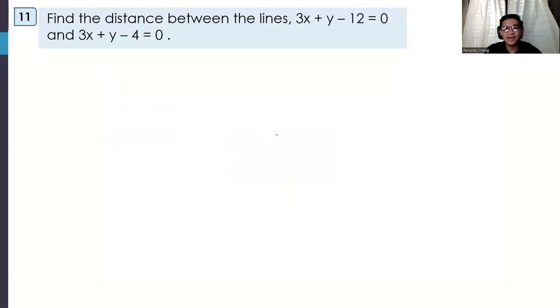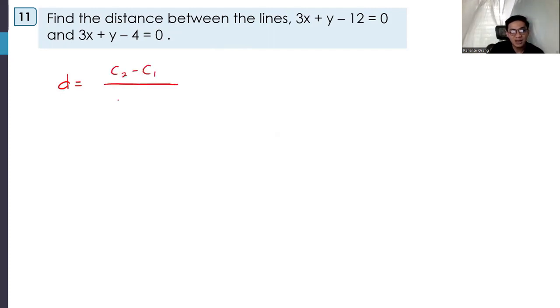Number 11. Find the distance between the lines 3x plus y minus 12 is equivalent to 0 and 3x plus y minus 4 is equivalent to 0. So for this one, class, we can only find the distance between the two lines if they are parallel, meaning they have the same slope. So the formula we will use is D is equivalent to C2 minus C1 divided by the square root of A squared plus B squared.